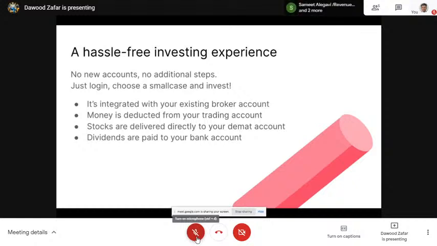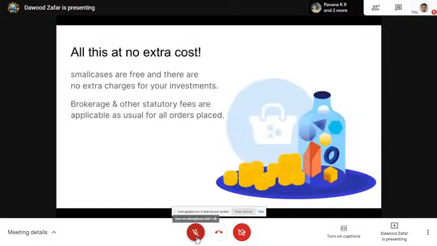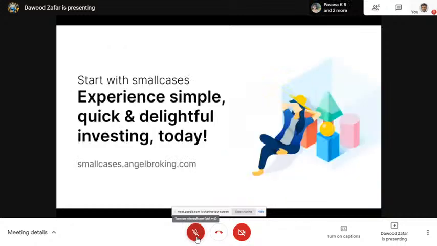Right? So the money is deducted from your trading account. Whatever stocks you buy on smallcase will go to your demat. Dividends will come to your bank account. So it's that simple. What is the cost? There is no cost if you invest via Angel. It's completely free. It's zero. There is no management fee. All you have to pay is just the brokerage and statutory fees. This will be applied even for your actual orders.